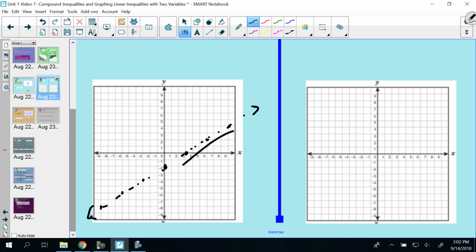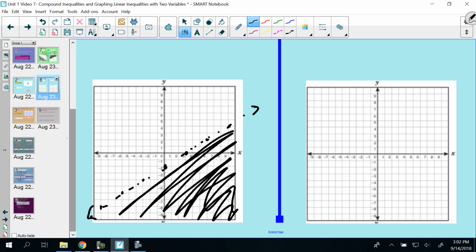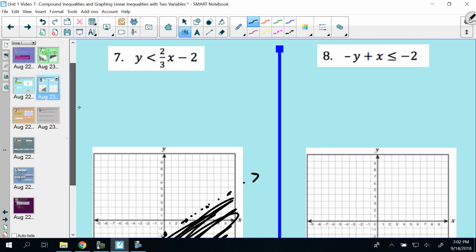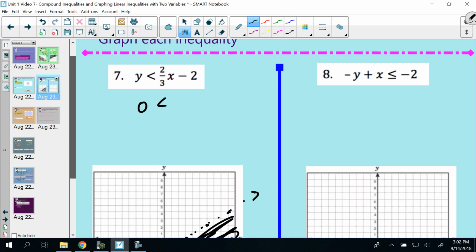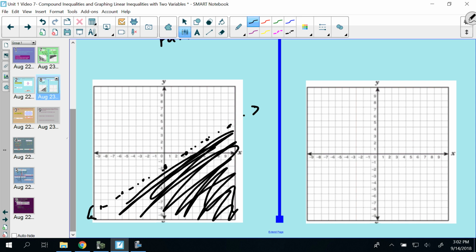Normally less than is going to be below the line, and if you did shade below the line, you were right, because if you test a point such as, again, 0, 0 would work. You get 0 is less than -2. 0 is not less than a negative. 0 is bigger than all the negatives. That's false. That means where 0, 0 is, this point is false. That makes all the true points over here. And we always shade on the side that is true, not the side that is false.